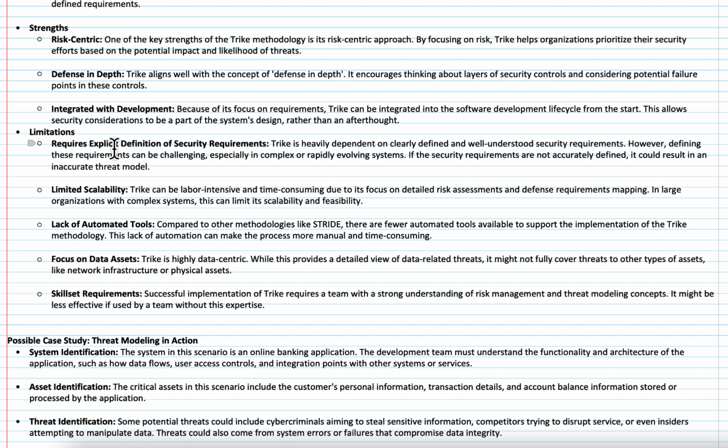Now, what are the limitations around Trike? It does require explicit definition of the security requirements. And so what does that mean? Well, you need to have really good security requirements defined within your project on what you're going to do. So it could be where I have to have a security control in place for this web server. I need to define what that security control is, what the controls are specifically, and then how I would want them implemented within that organization or within that product itself. So you need to have that well defined.